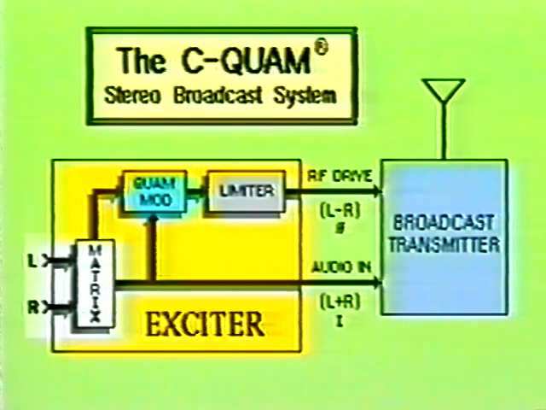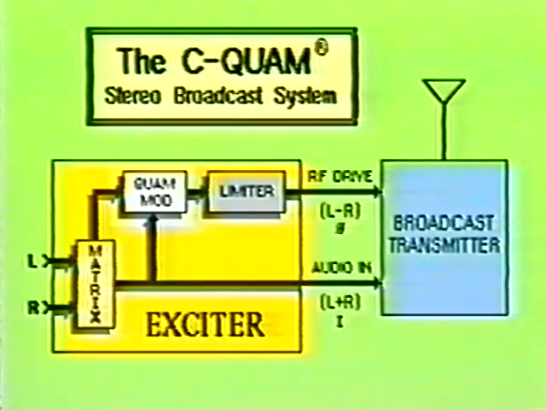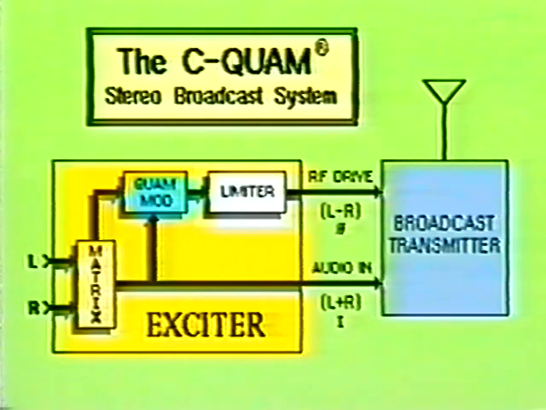This section of the broadcast system contains the matrix, which is used for the L plus R and L minus R signals. The QAM modulator contains both the I and Q modulator stages, and the limiter stage is necessary for removing all amplitude modulation from the phase modulated phi signal. The basic operating principle of this system is very simple.